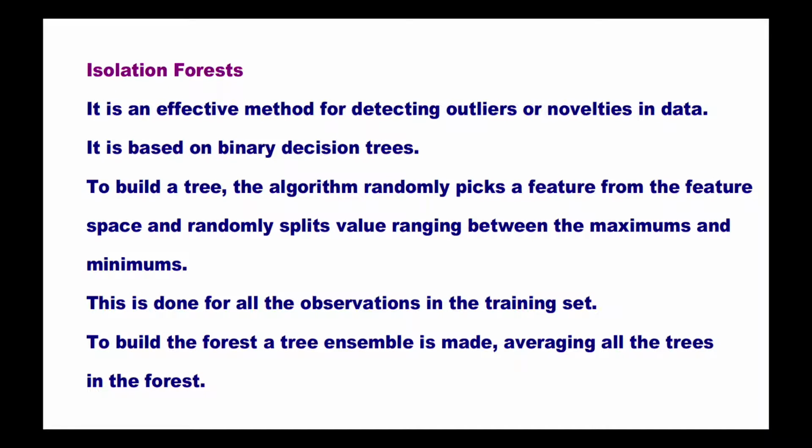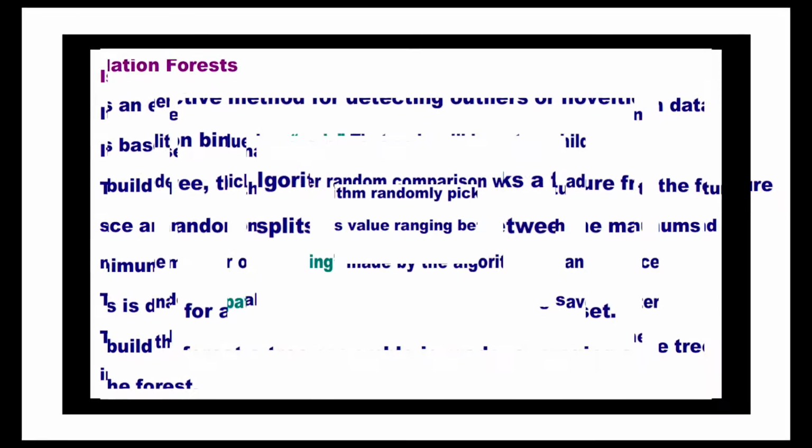It is an effective method for detecting outliers or novelties in data. It is based on binary decision tree. To build a tree, the algorithm randomly picks a feature from the feature space and randomly splits value ranging between the maximums and minimums. This is done for all the observations in the training set. To build the forest, a tree ensemble is made averaging all the trees in the forest.